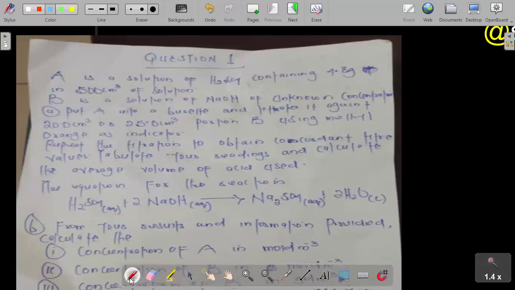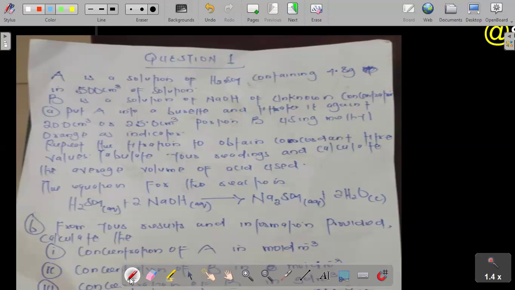So let's see. You say A is a solution. I told you the A stands for the acid. So tomorrow you are going to see two round bottom flasks. They will label one A, they will label the other one B. The B is the base. And I've told you what the acid is. The acid is H2SO4. Say A is a solution of H2SO4 containing 4.8 grams in 5 cm cube of solution. Say B is a solution of sodium hydroxide of unknown concentration.